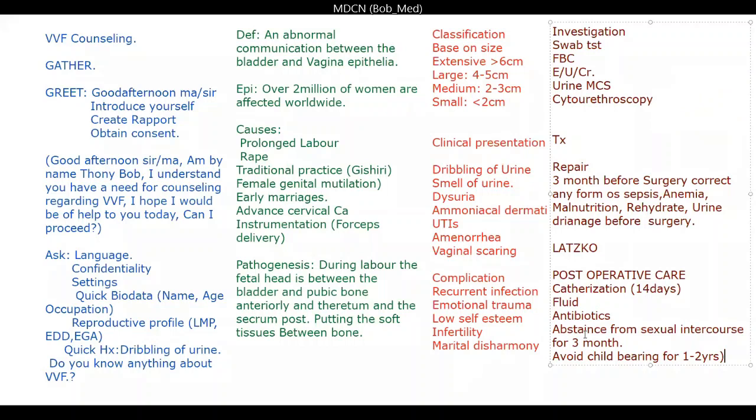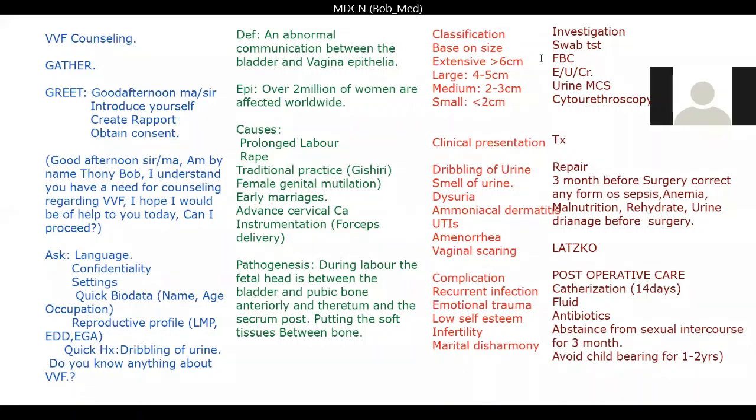This is just a summary of the clerking you are going to do, of the counseling you are going to do. These are the basic things you need to educate the patient about. And you have 5 minutes to do all these, doctors. You can do it. You can achieve it. It's not that long. Are you getting what I'm trying to insinuate, doctor? It's very easy.